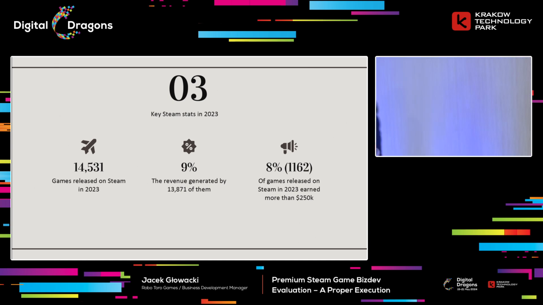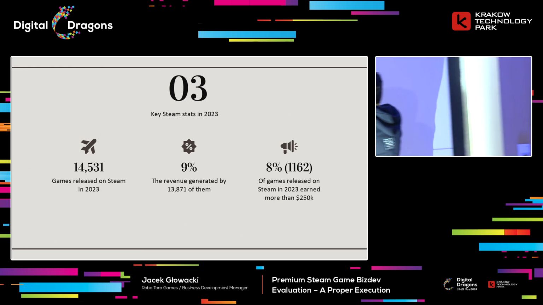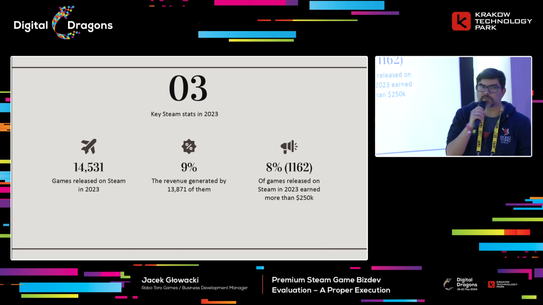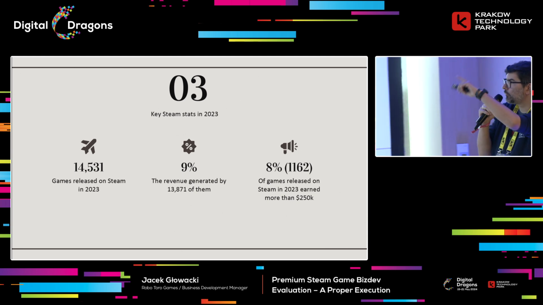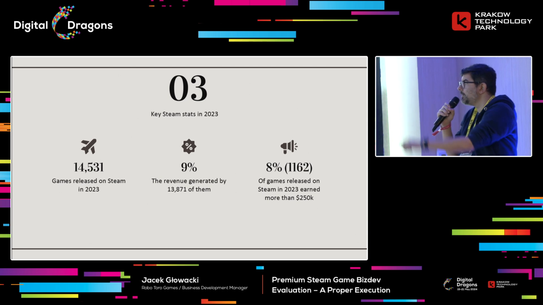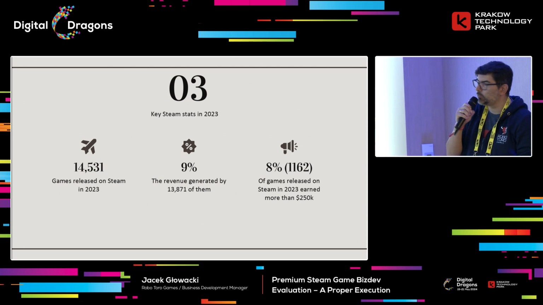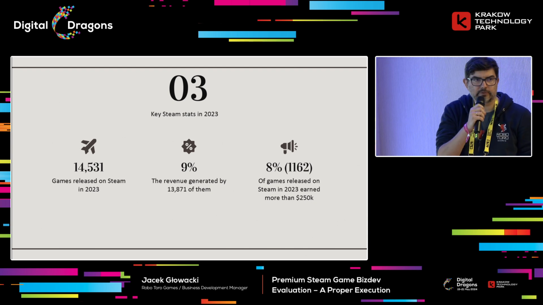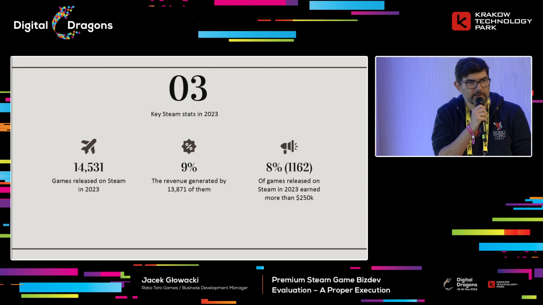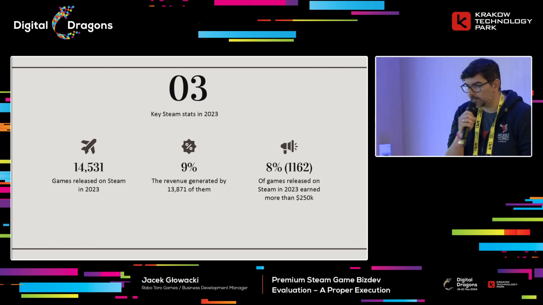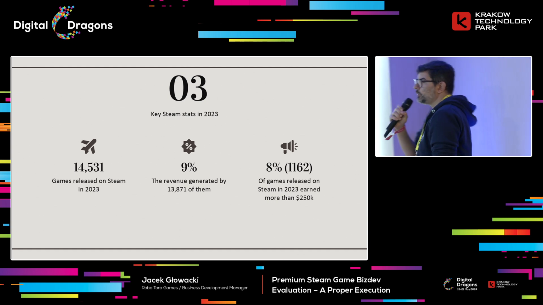The problem is here. 9% of the revenue generated by 13,817 games. So out of 14,531 games that launched on Steam in 2023, 13,871 of them generated 9% of the revenue of all those games throughout the year, right? So it sucks, basically. And this is not new in general.